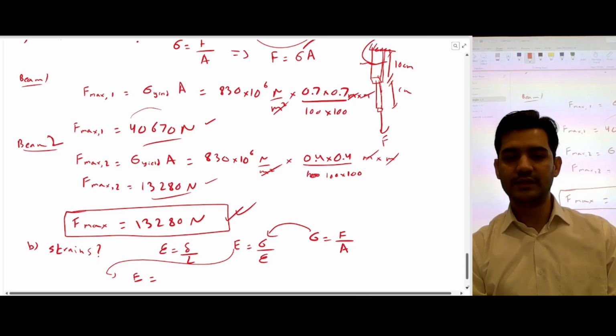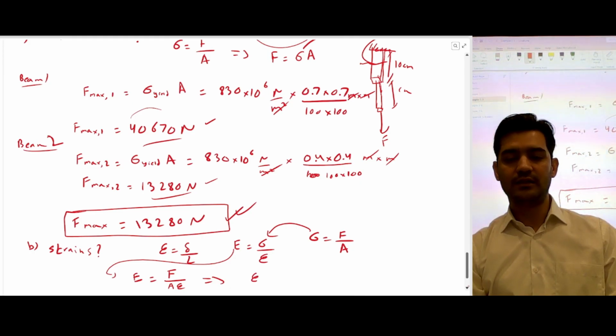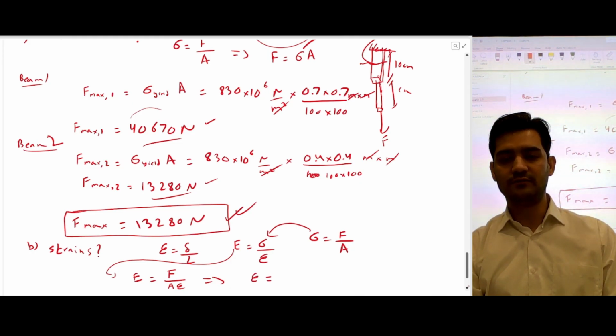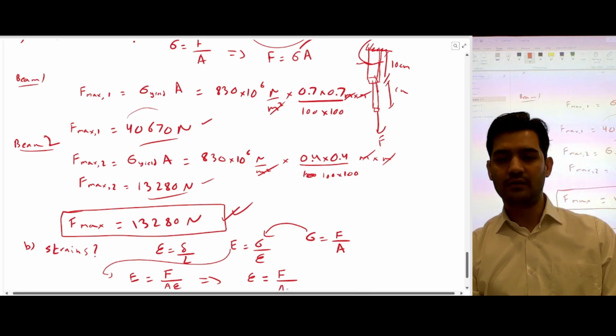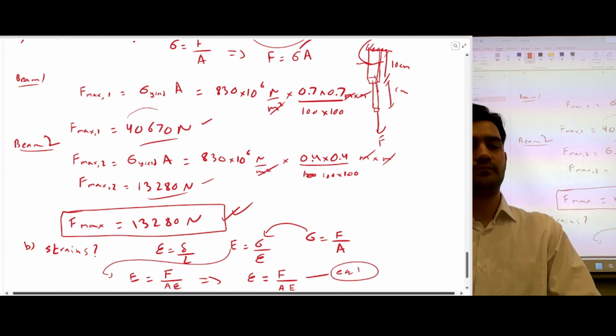So modulus of elasticity is force divided by area into strain. Since we have to calculate strain, I'm going to move strain to one side and all the rest of the variables to the other side. So it's going to be force over A E. We know the force, we know the area, we know the modulus of elasticity, so we can calculate the strains.